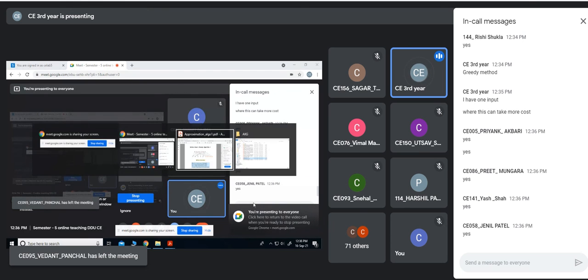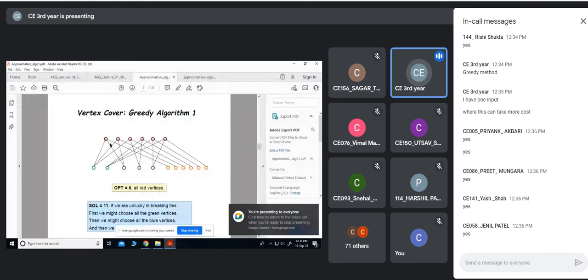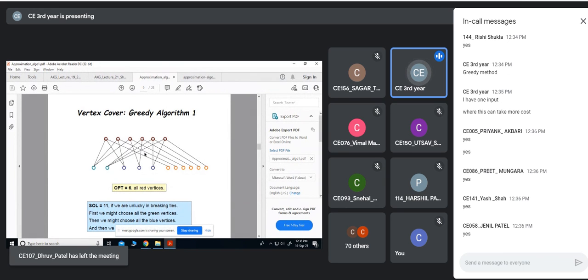Yes. Why? Because there is one set of vertices over here, another set of vertices over here, and the connections are only from one set to another set. Within one set, there is no connection. Within this group, there is no connection. Right. Now, if the graph is this, what is an optimal solution?